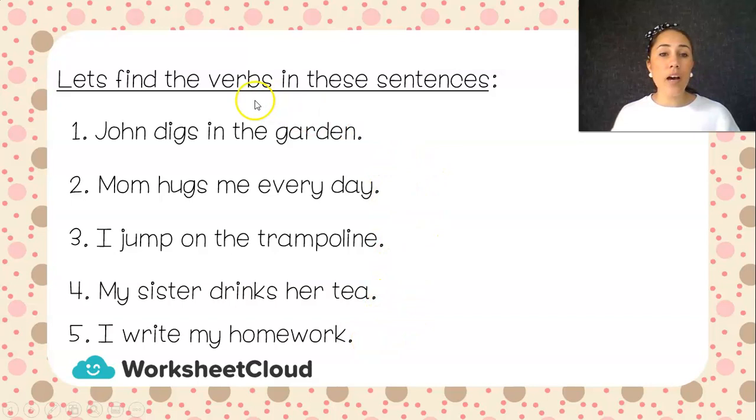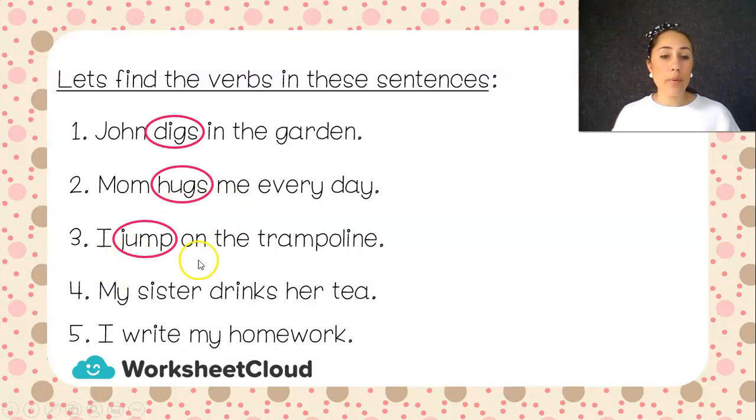And we need to find the verb in every sentence because we said every sentence must have a verb. So let's first look at the first one. John digs in the garden. I can ask myself, what is John doing? He is digging. So Mom hugs me every day. What is Mom doing? She is hugging me.